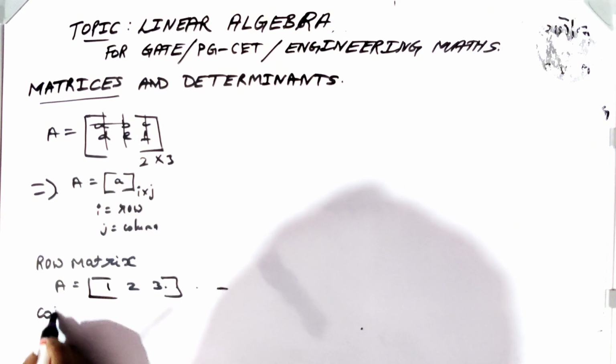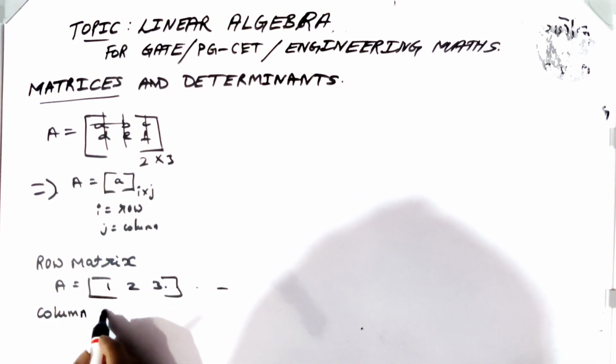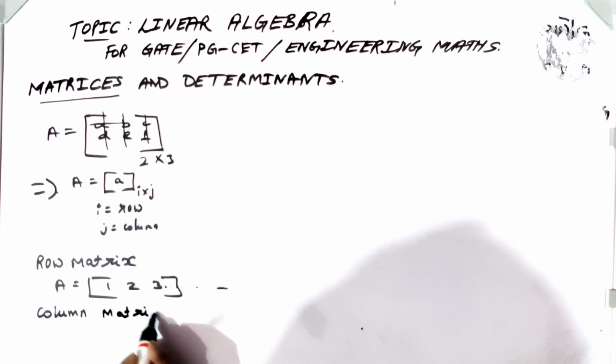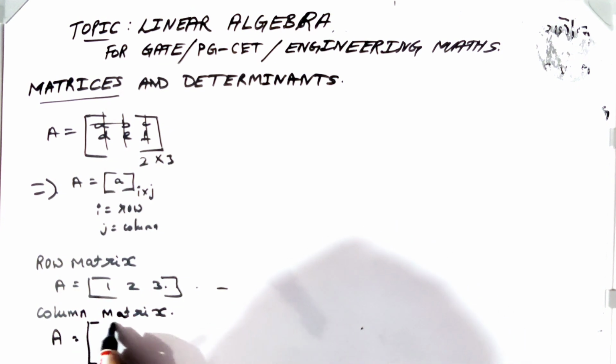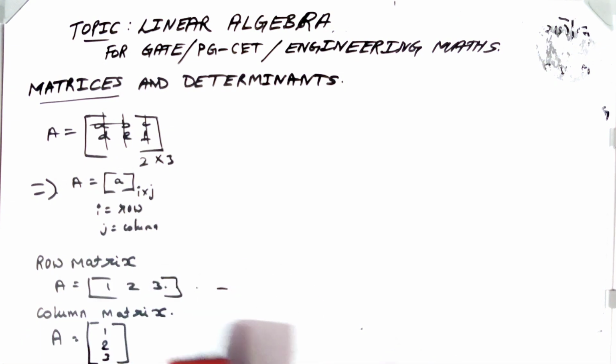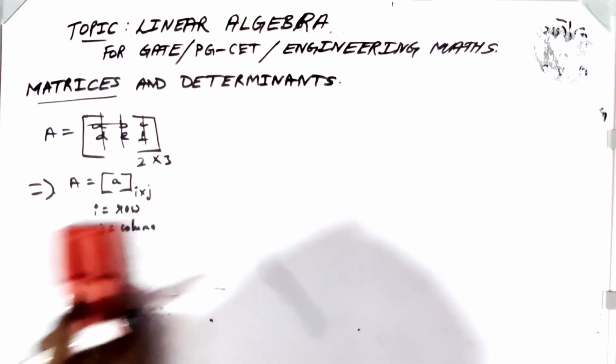Similarly, the column matrix. Matrix A is said to be a column matrix if it contains only one column, like 1, 2, 3. It can contain n number of elements. So this is about row matrix and column matrix.